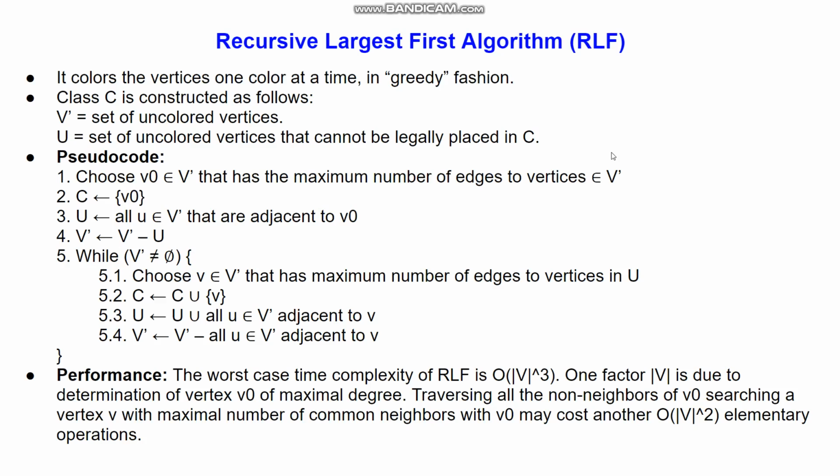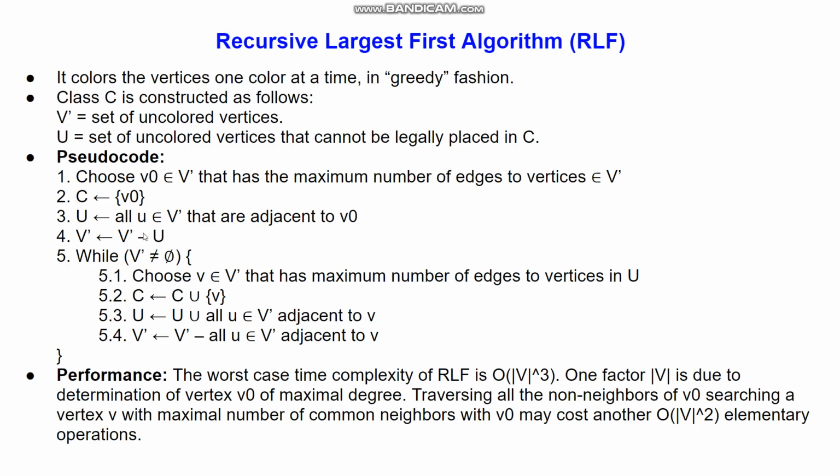Okay, and when the algorithm runs, what it does is that it will find a particular vertex V0 which has the maximum number of edges in the current graph, and then we will assign that particular vertex the color C, and we will put it in the set C, and all its neighbors will be put into set U, because those neighbors will never be assigned the color C.